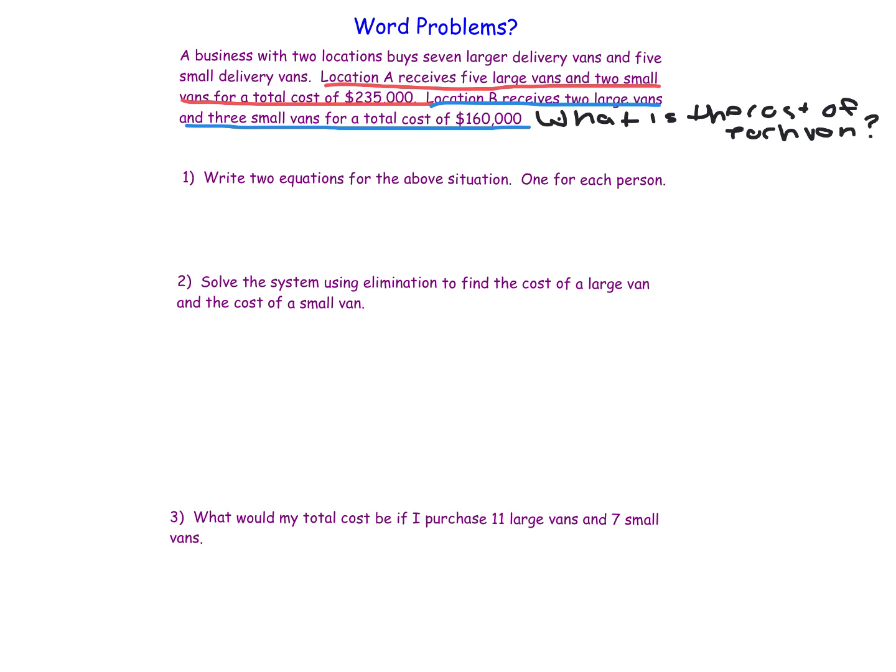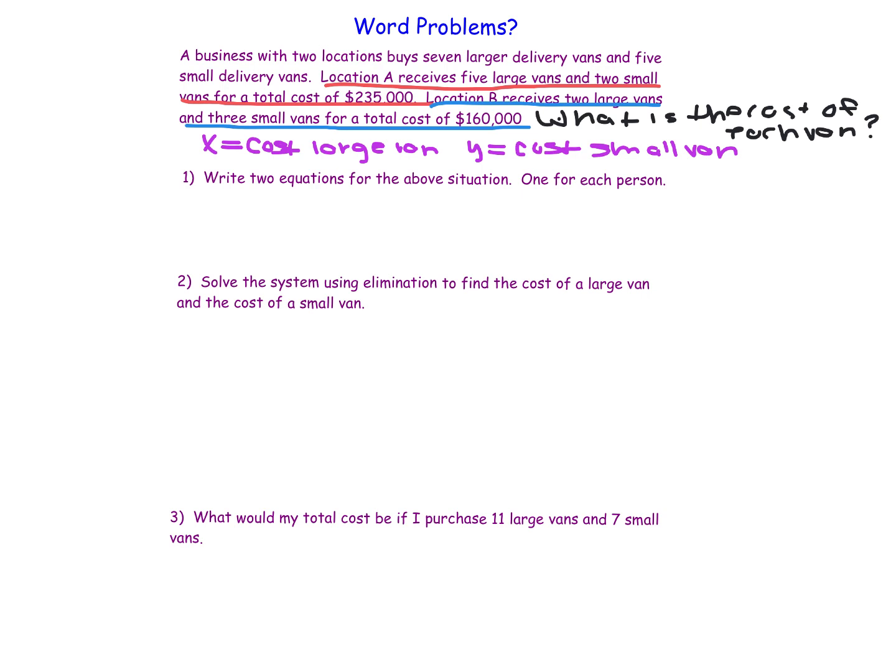So before we even begin, let's identify what we are looking for and ultimately trying to find in this problem and assign them to variable values. So here, one thing we're trying to find is the cost of a large van. So I'm going to denote that as X. And then we have Y, which is the cost of a small van. So those are my 2 unknowns that I'm trying to find by the end of this problem.